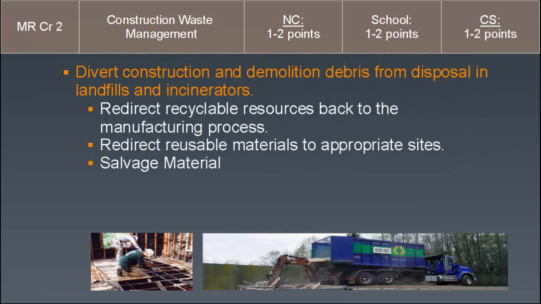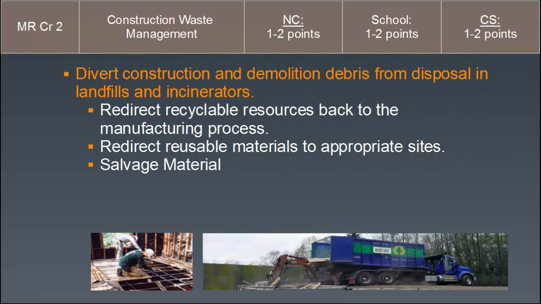MR Credit 2, Construction Waste Management. There's 1 to 2 points available for new construction, schools, and core and shell projects. And the intent is to divert construction and demolition debris from disposal in landfills and incinerators. You need to redirect recyclable resources back to the manufacturing process, or redirect reusable materials to appropriate sites. The third option is to salvage the material. This could include donating to causes such as Habitat for Humanity or other similar organizations.